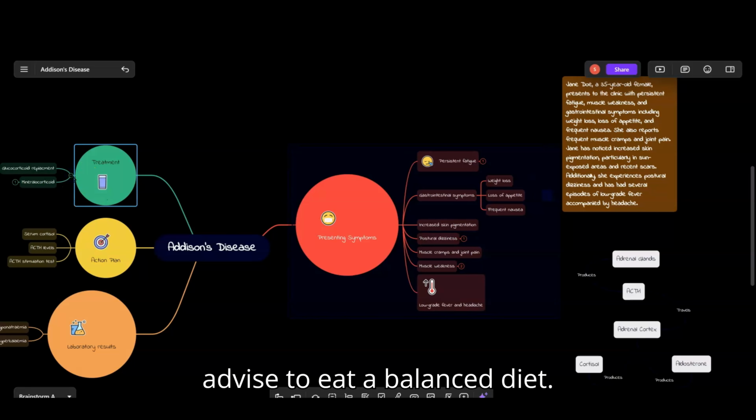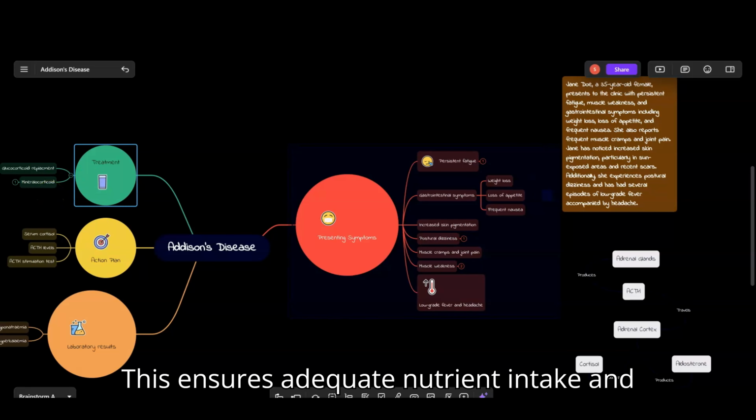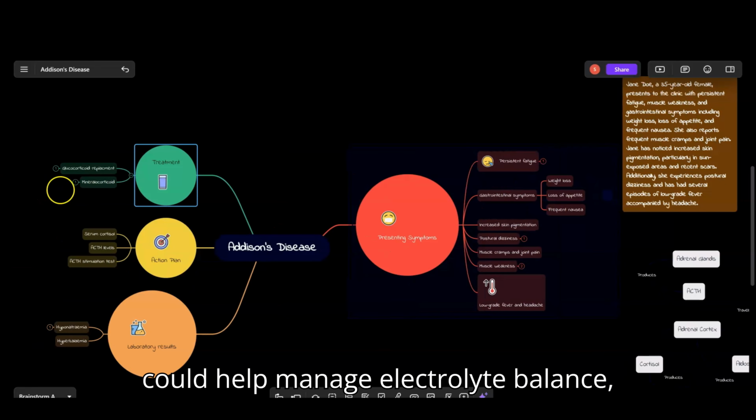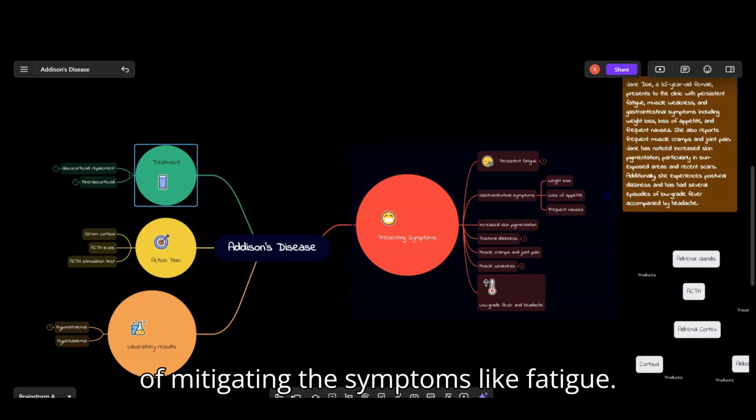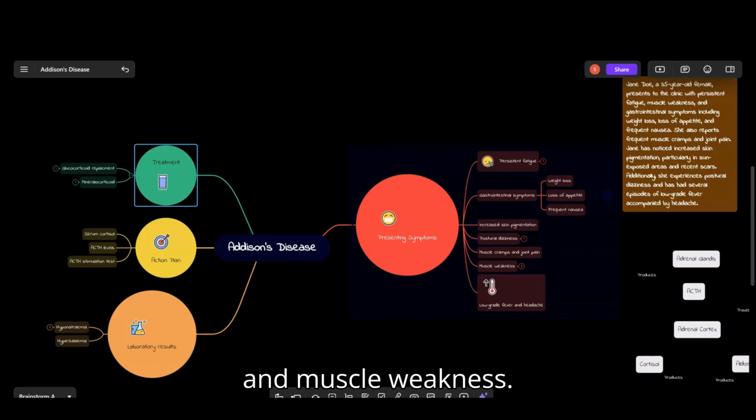And finally, you can also advise her to eat a balanced diet. This ensures adequate nutrient intake and could help manage electrolyte balance, supporting overall health and helping to mitigate symptoms like fatigue and muscle weakness.